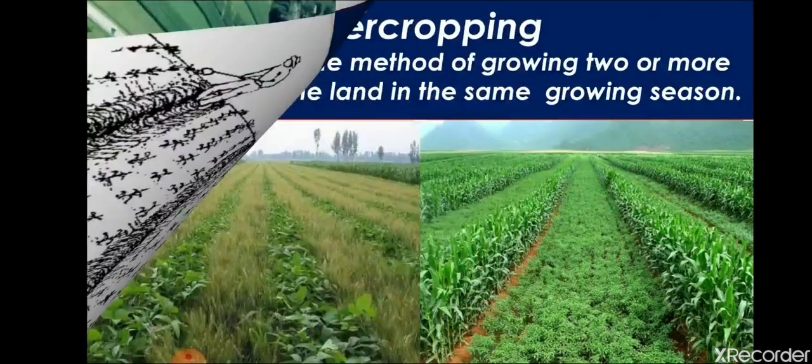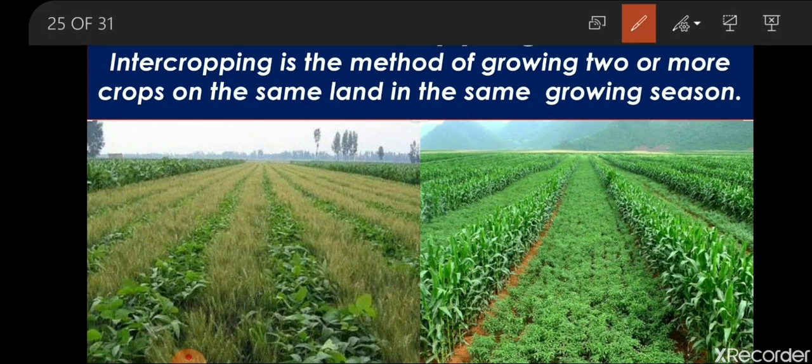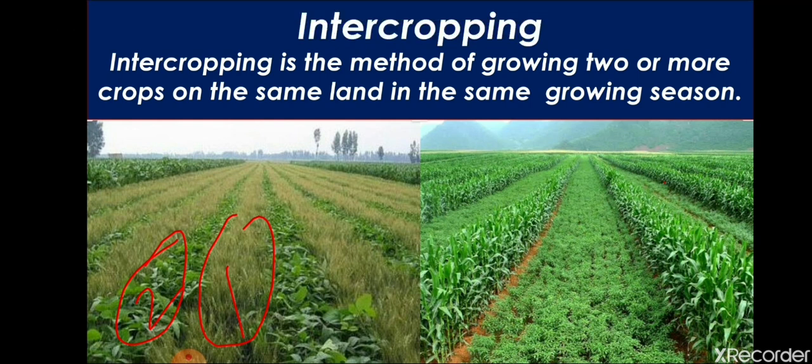Now the next one is intercropping. As you see in the example in the picture, one type of crop and another type of crop are grown together. So two crops are being grown in the same field in the same growing season. This is known as intercropping. Intercropping is the method of growing two or more crops on the same land in the same growing season. Now what will happen? This process helps in the conservation of soil.